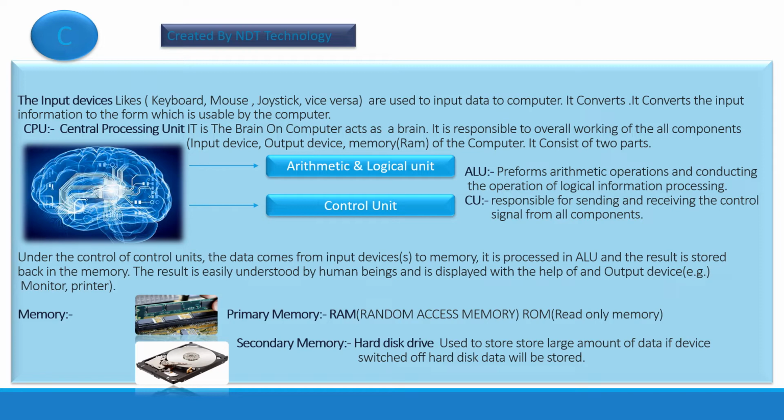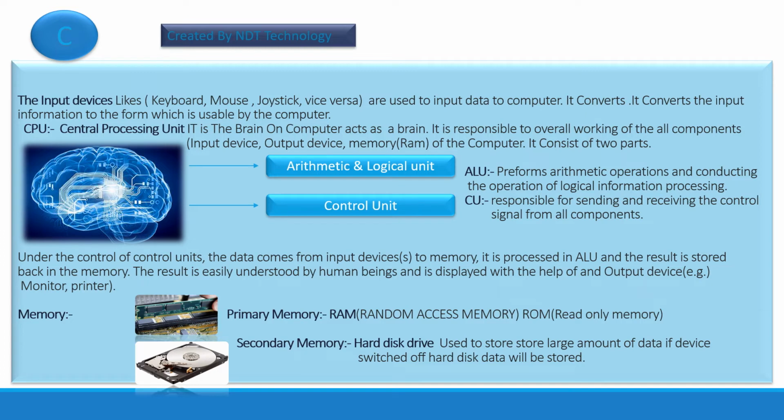Under the control of the control unit, the data comes from the input device to memory, is processed in the ALU, and the result is stored back in memory. The result is easily understood by human beings and is displayed with the help of an output device, for example monitor and printer. Understand? Now, what is memory? There are two types of memory: primary memory and secondary memory. Examples of primary memory are RAM and ROM, and examples of secondary memory are hard disk drive, SD and micro cards, and compact discs. These kinds of devices we use as secondary memory.